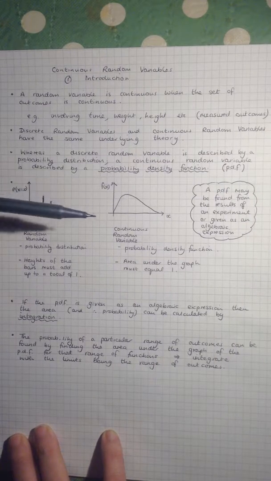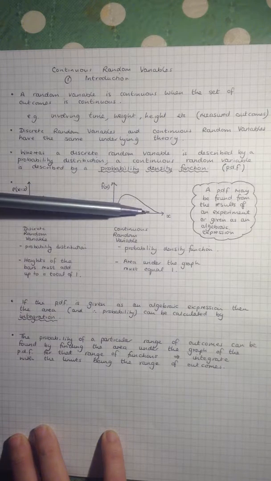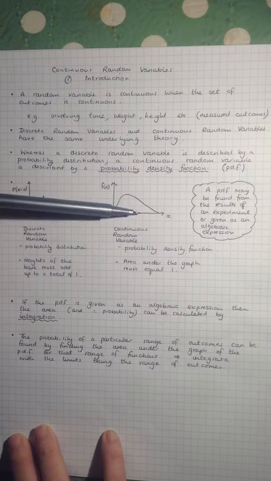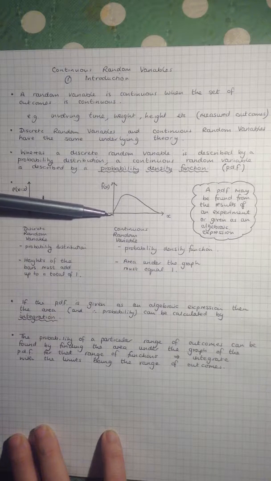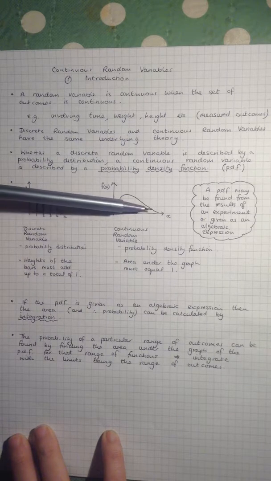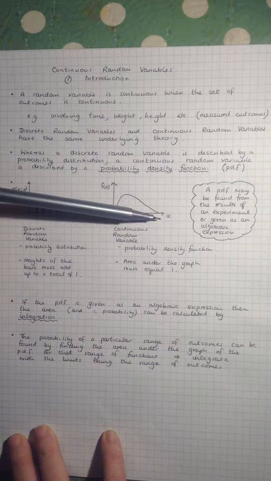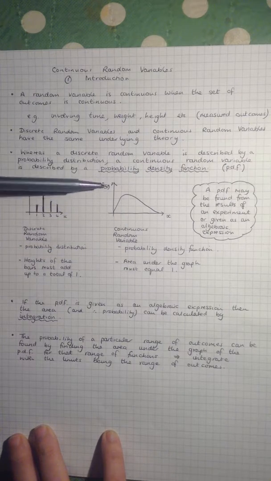With a PDF, probability density function, we have a graph that looks like this. It's continuous, and it's the area under the graph that must equal 1. And what we know from additional maths is that areas under the graphs can be calculated by integration. So a way of finding probabilities of PDFs is by integrating the function.